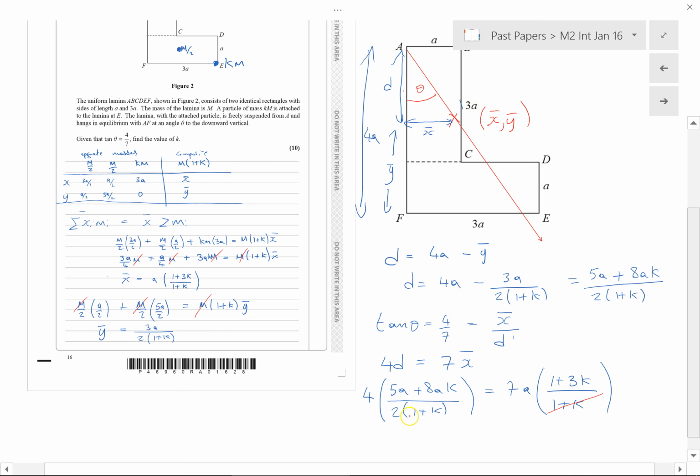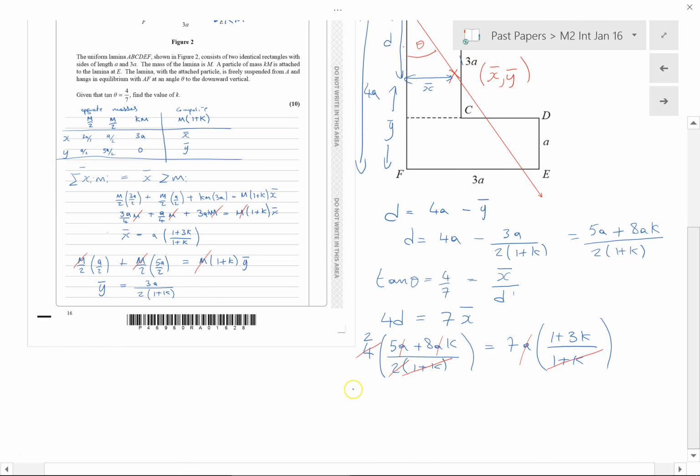I can cancel the 1 plus k from the bottom. I can cancel the a because that's in everything. And I can also divide through by 2 there to get a 2 here. So multiplying that out, I get 10 plus 16k is equal to 7 plus 21k. So that gives me 5k equals 3, so k equals 3 over 5.